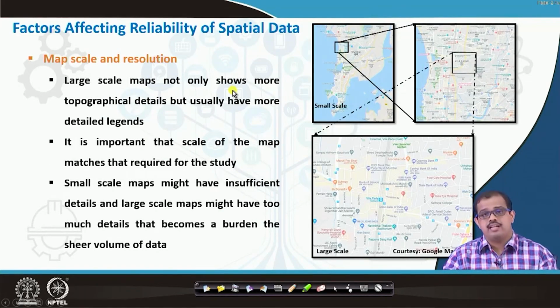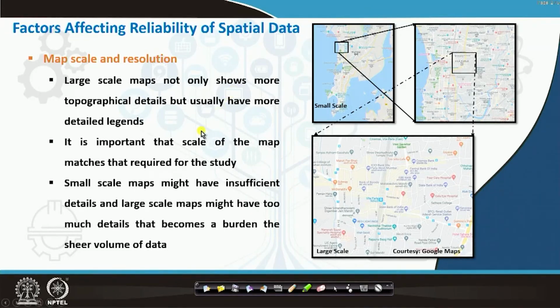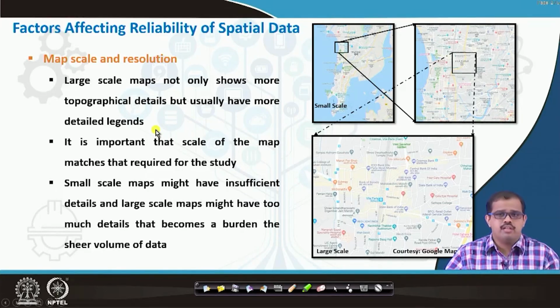So map scale and resolution. This is also extremely important when you are looking at reliability. Whatever maps are used, if you can try and get the large scale map, it would be more important in terms of extraction of topological details. Usually we also have more detailed legends in these large scale maps. So look at large scale maps.